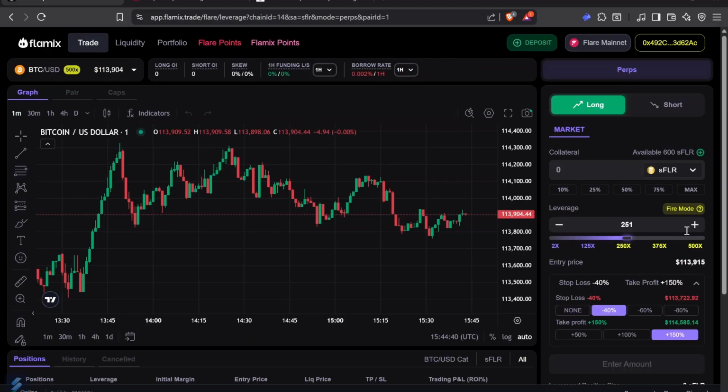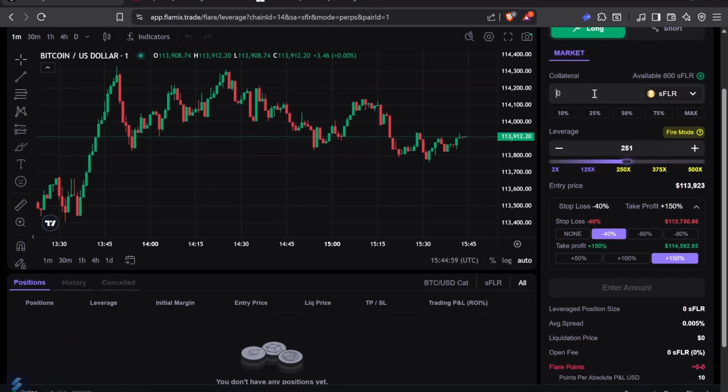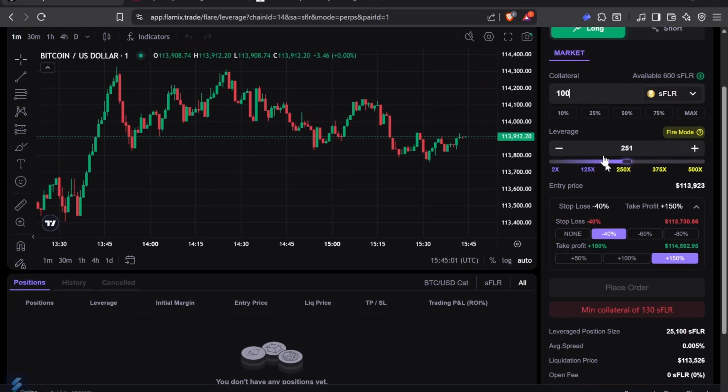If you go to 250, you only pay fees in the winning. Here it is. No opening fees, no closing fees, and you pay a performance fees for winning trades only. If you get liquidated, you lose your money, but you only pay if you win, which is pretty interesting, I think. Let's try with 100 sFLR just to see it.